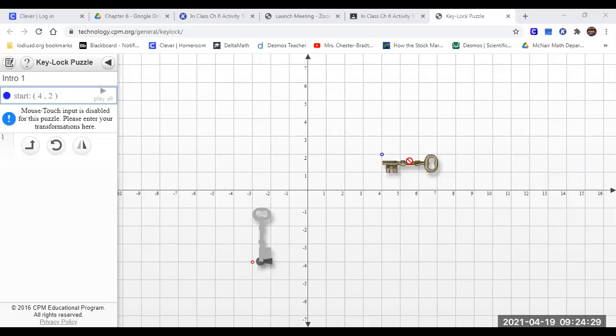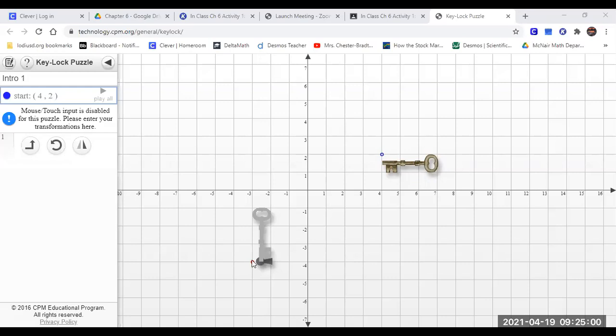All right? We're going to be moving the key to its keyhole. And to do that, we're going to be asking it to either slide it, spin it, or flip it. Those are the three we get to use to let us move the key down to its keyhole. Okay, the keyhole's down here.